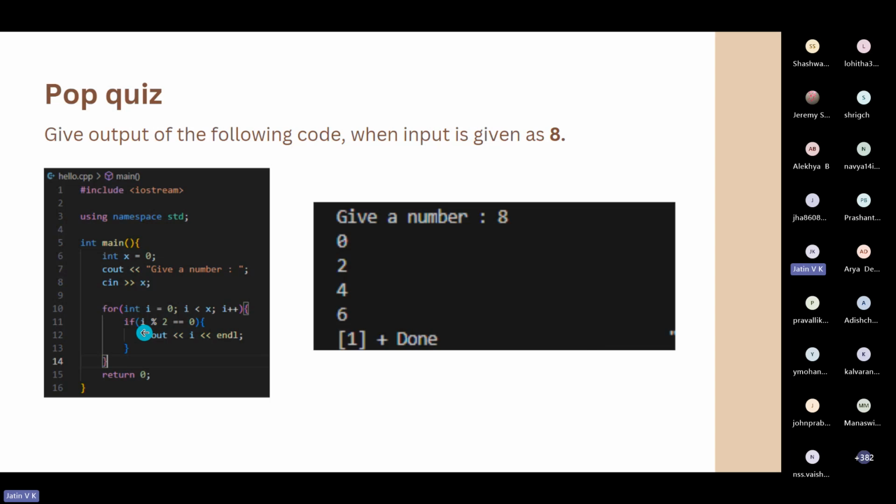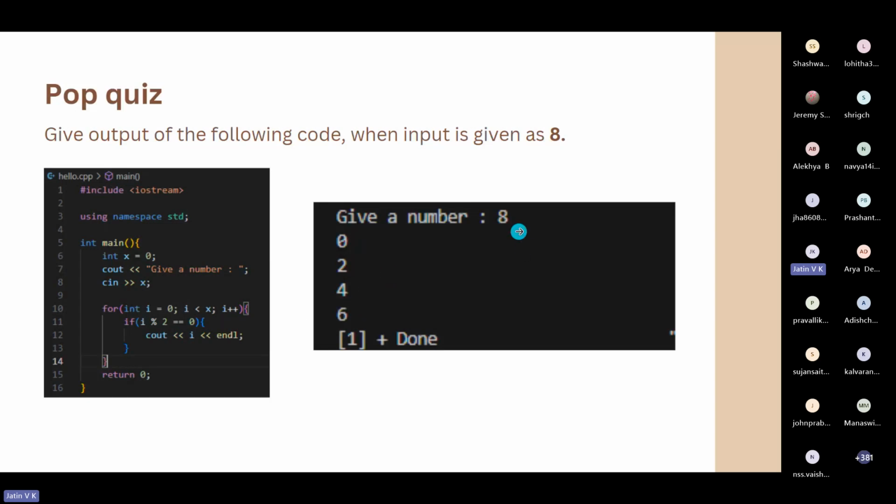So if the remainder when you divide by 2 is 0, I'm printing it. If it's not, then you can avoid writing an else statement. It just won't execute this block, so it'll continue with the next loop. So finally, you will get 0 because it's an even number, then 2, 4, and 6.